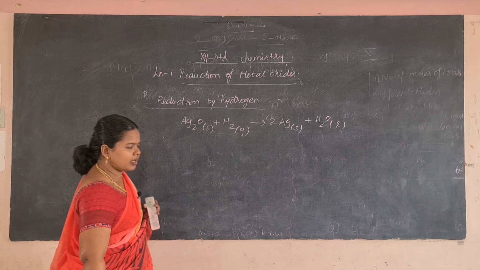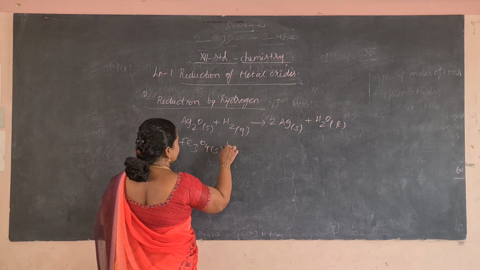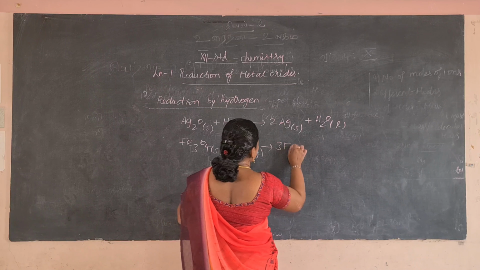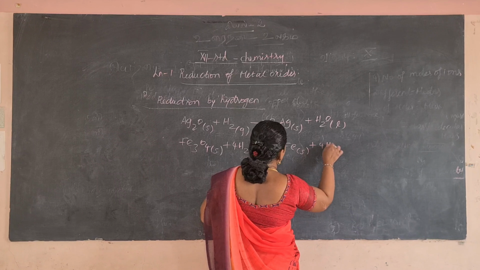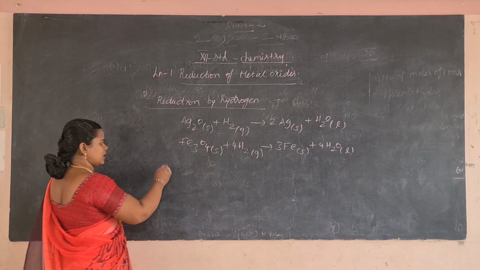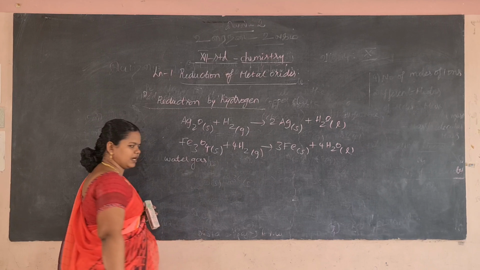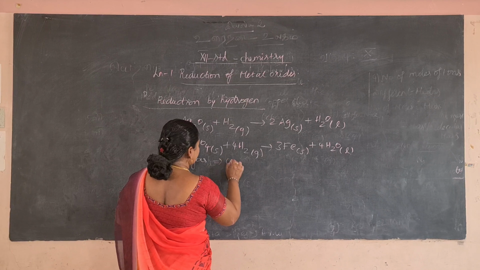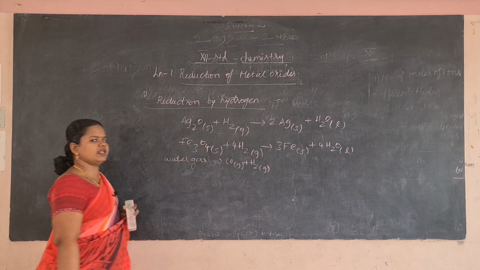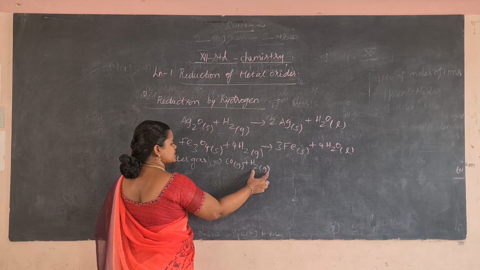H2O liquid. Then Fe3O4 solid, when treated with hydrogen gas, forms 3Fe solid plus 4H2O liquid. And another thing I am going to introduce is water gas. What is this water gas? In the 11th standard you might have studied that water gas is nothing but carbon monoxide gas plus hydrogen gas, or it is a mixture of carbon monoxide gas plus hydrogen gas.